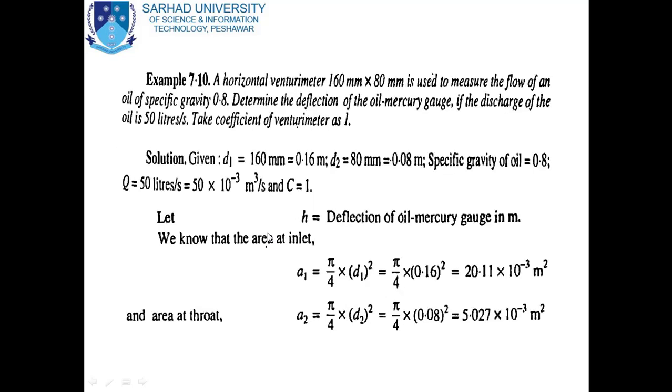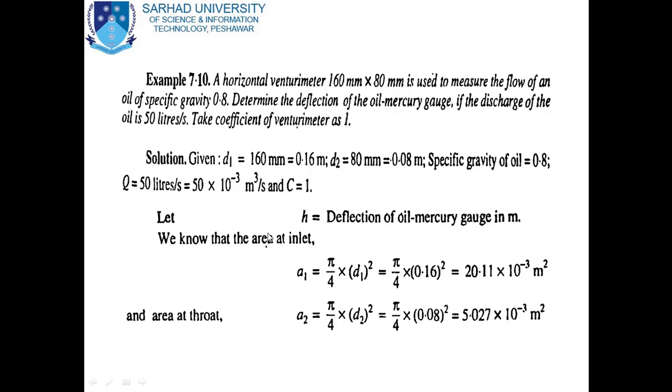Now coming to the next example 7.10, the statement of the example is: a horizontal venturimeter 160 mm into 80 mm is used to measure the flow of an oil of specific gravity 0.8. Determine the deflection of the oil mercury gauge if the discharge of the oil is 50 liters per second. Take coefficient of venturimeter as 1. So taking the coefficient of venturimeter as 1, the discharge is given 50 liters. We have to find the deflection of the oil mercury gauge. Also specific gravity of oil is given 0.8.